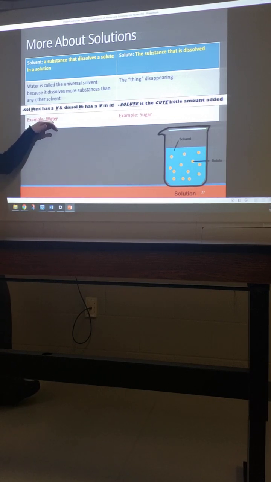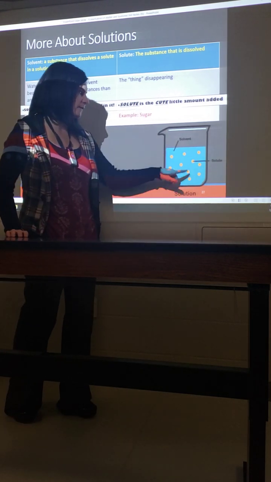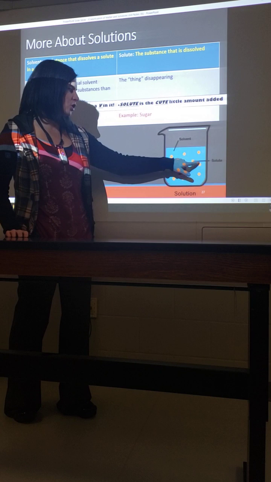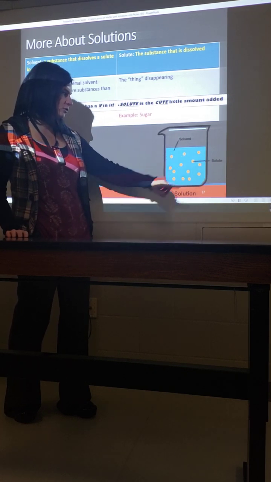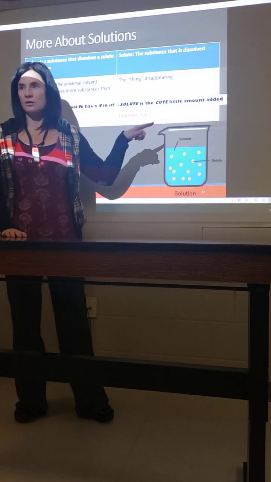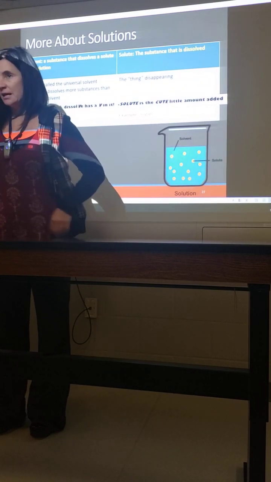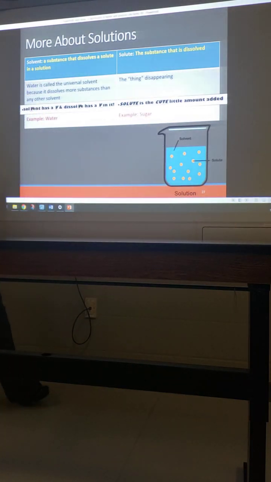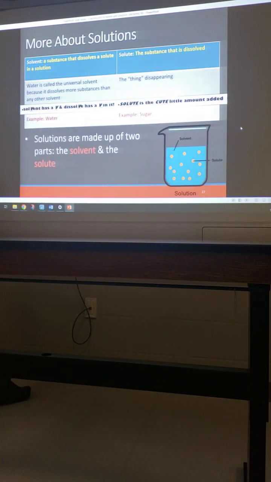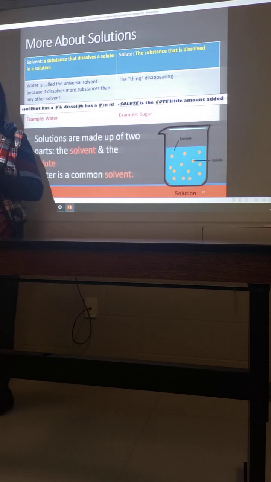So in a sugar water example, water is going to be the solvent, sugar is going to be the solute. In the picture, the solvent is the blue, the solute are these little orange sugar or salt granules, and this entire thing is what we call the solution. Not like an answer to a problem, but it has a totally different meaning in this case. The solution is this homogeneous, liquidy mixture. Solutions are made up of those two parts, the solvent and the solute. Water is a very common solvent.